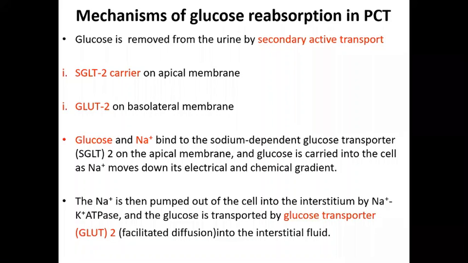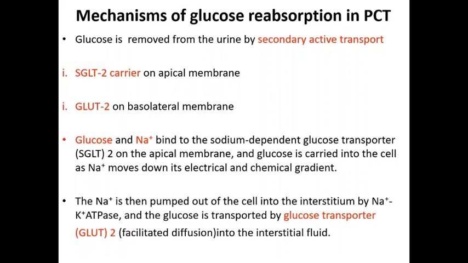Then glucose is carried into the cell as sodium moves down its electrical and chemical gradient. What you need to understand here is that sodium is moving down the electrochemical gradient. As sodium is internalized by the cells down its own electrochemical gradient, it also facilitates the movement of glucose. So the movement of glucose is facilitated by energy derived from the movement of sodium. That's why it's called secondary active transport. These epithelial cells are able to internalize glucose and sodium at the same time.